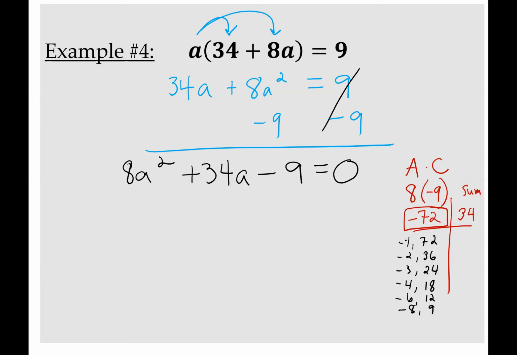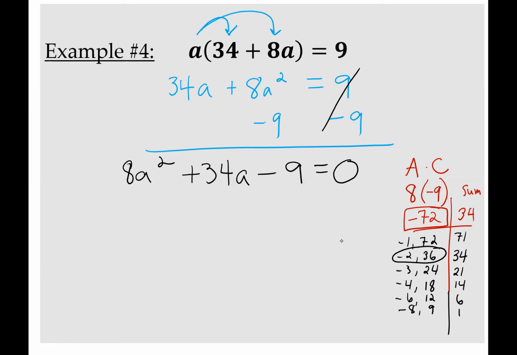So if I add them together, -1 plus 72 is 71, -2 plus 36, oh, there it is, 34, right here. So I don't even need to check the others. I guess I'll fill it in. -3 and 24 is 21, -4 and 18 is 14, then we have 6 and 1. All right, so again, just to summarize, we did A times C. 8 times -9 is -72. I needed factors of -72 that have a sum of 34, and so the factors that work are -2 and 36.